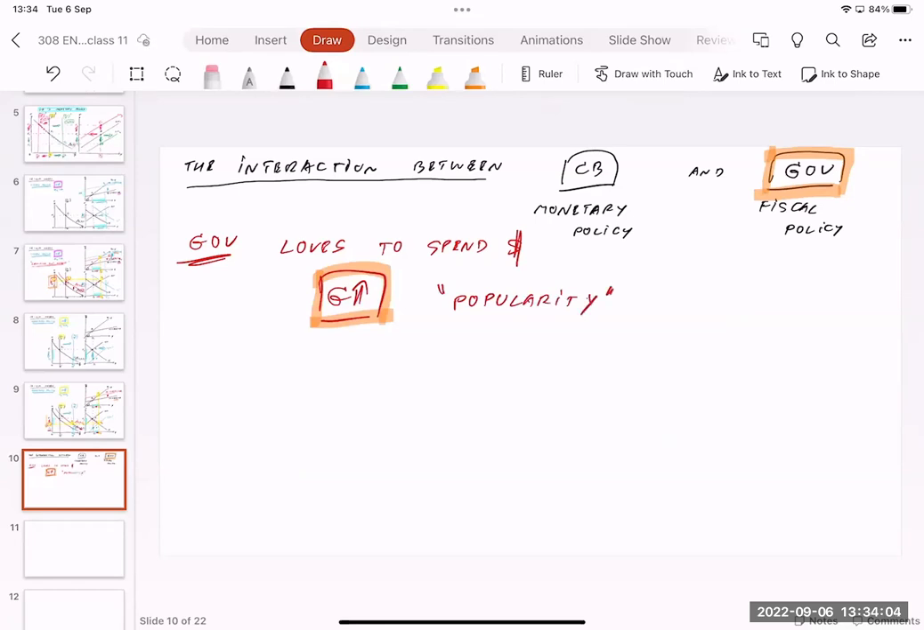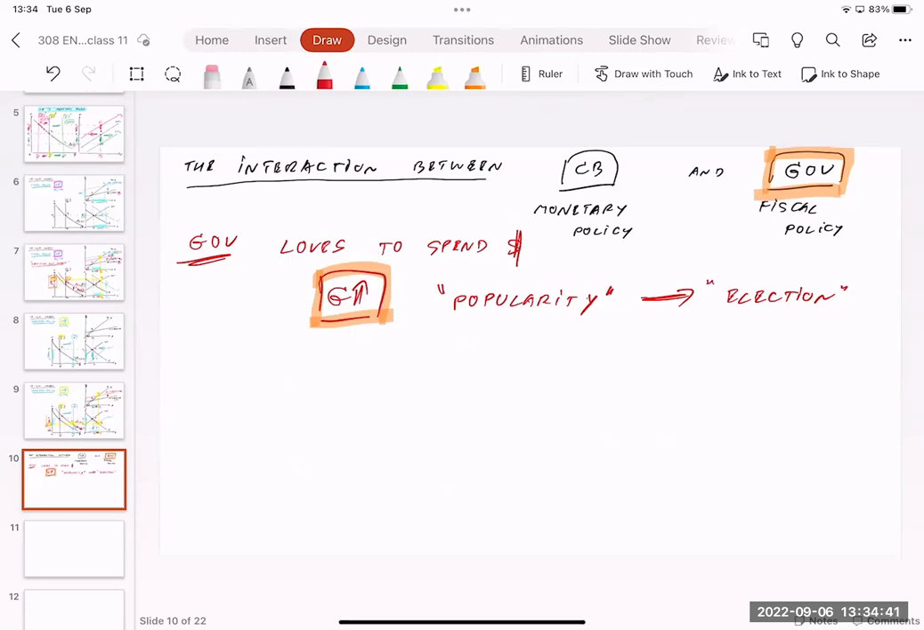Why do they love to be popular? Because if the people love them, when there is a new election, they're going to win the election again. If they win the election again, they can be the government in the next period. They can keep being government for the long term. So the government loves to spend a lot of money to make themselves popular, because they want to win the election next term, right?